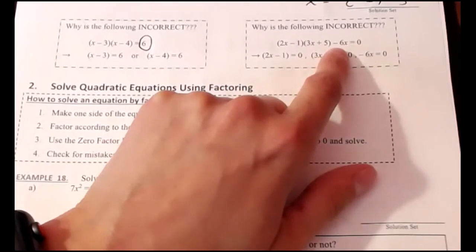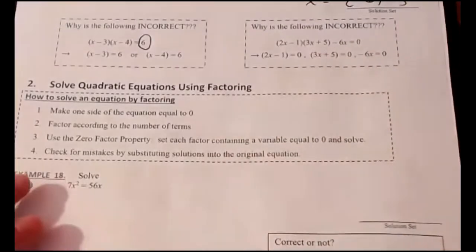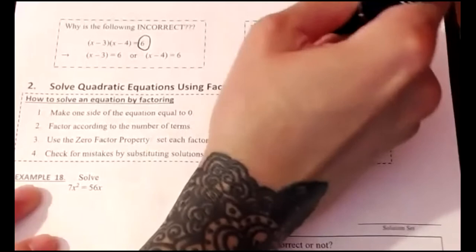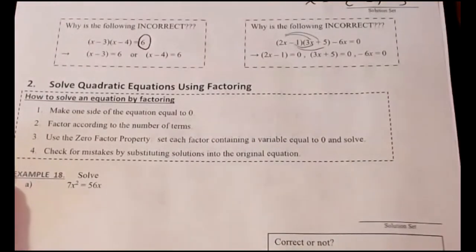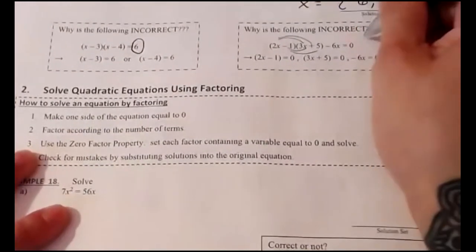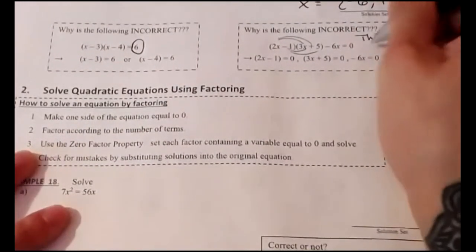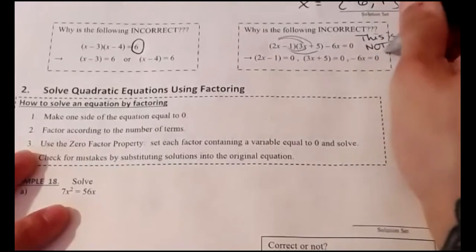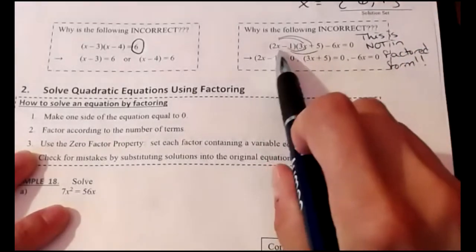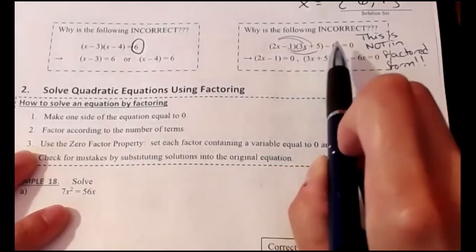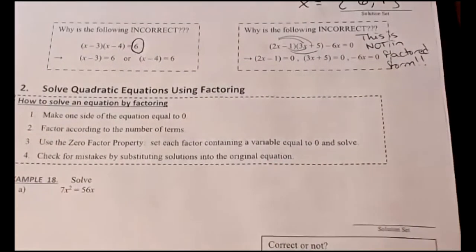Minus 6x is not a factor, it's a term. So what you would end up having to do is distribute first, combine like terms, then factor. So this is not completely factored. This is not in factored form. It is not, because you have 2x minus 1 times 3x plus 5 minus 6x. That's not factored form at all.